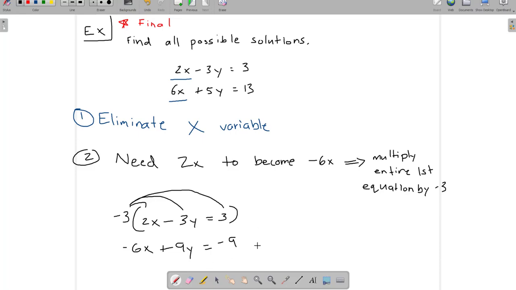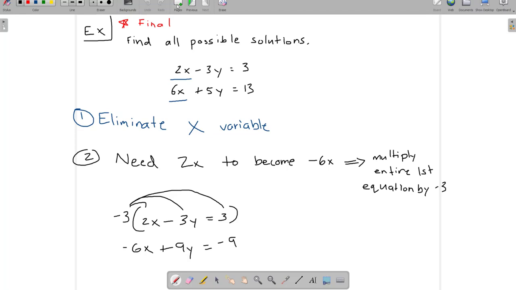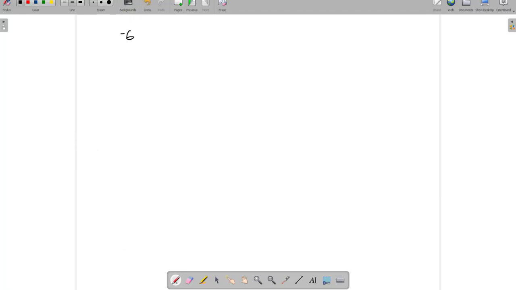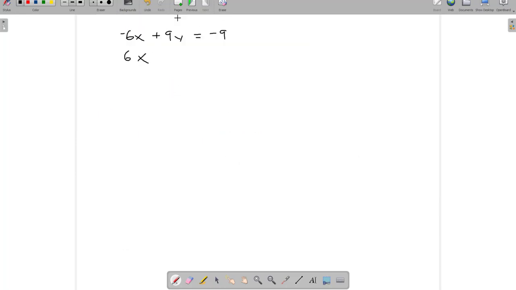So this is a new equation that I've created. So step 3, we're going to add equations to eliminate the one variable that we chose, and then we're going to solve for the remaining variable. So take your new equation. I have negative 6x plus 9y equals negative 9. And then copy the second equation. We didn't touch this yet. So 6x plus 5y equals 13.